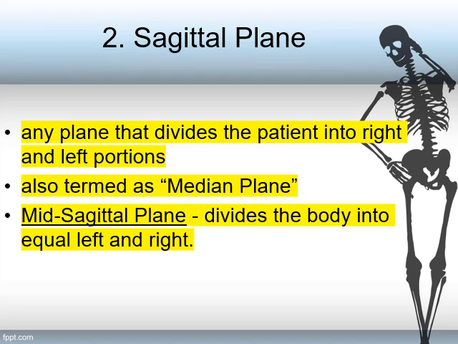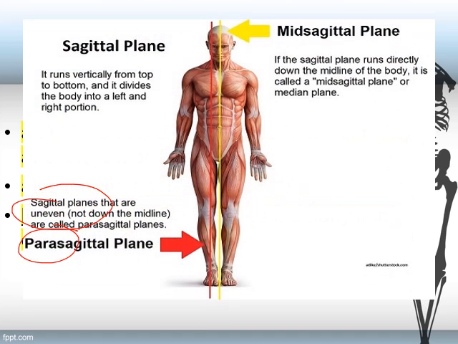So, the sagittal plane divides the body into right and left. It may not be equal, with more on the right or more on the left. But when we say mid-sagittal, again, it is equal, okay? Equal division of the left and right portions of the body. So, just like this one, again, let us erase first.